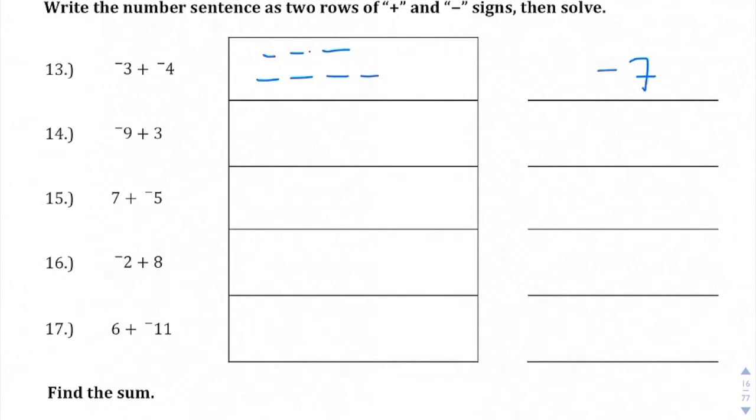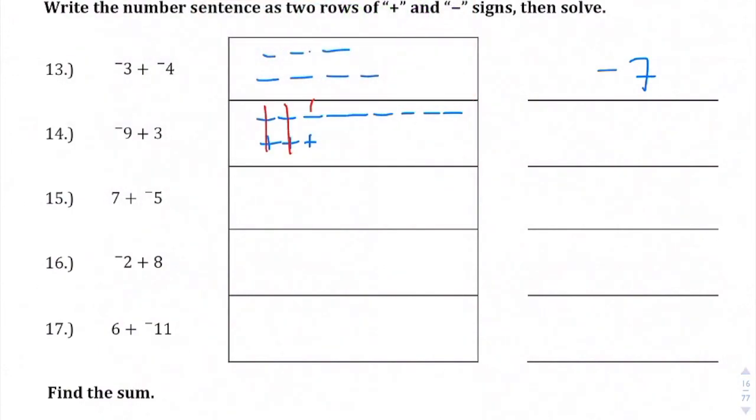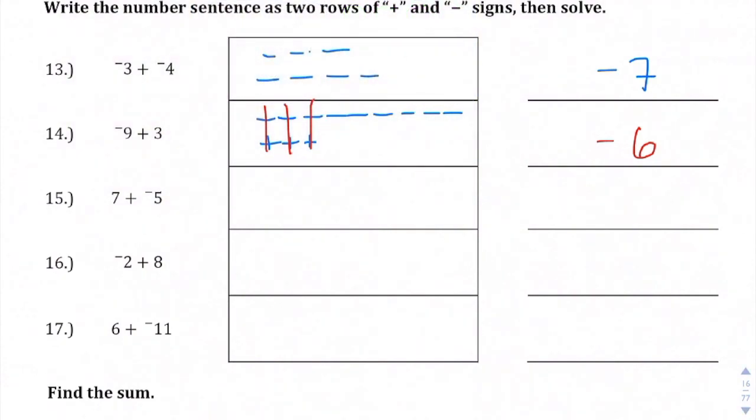In number 14, we have 1, 2, 3, 4, 5, 6, 7, 8, 9 negatives, and 1, 2, 3 positives. You could do the cancellation here if you'd like, and see that there are 6 negatives left over, so our answer will be negative 6. Continue in that fashion. We'll do more of those in class as well.